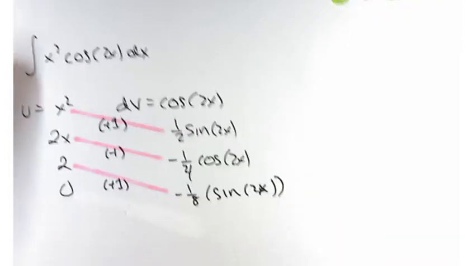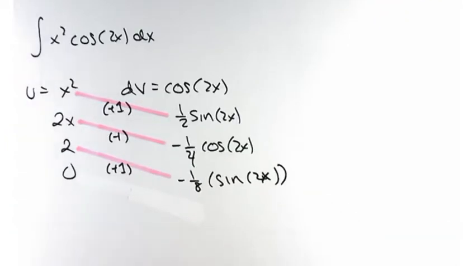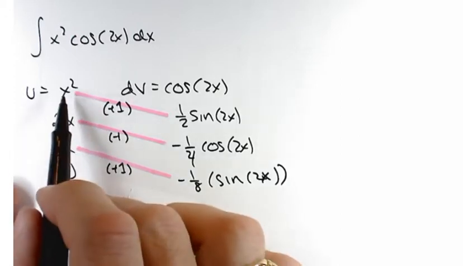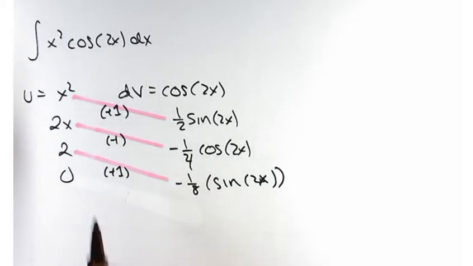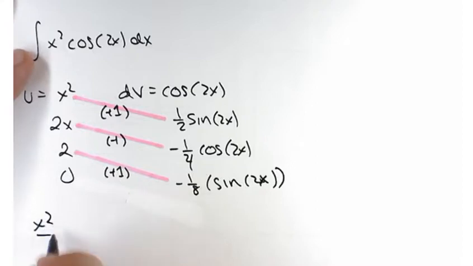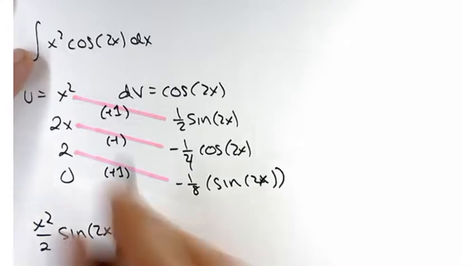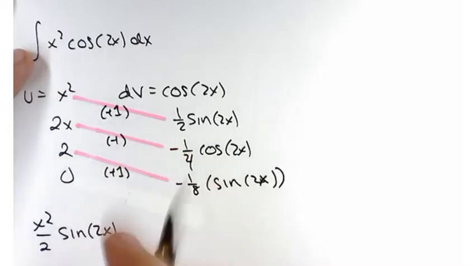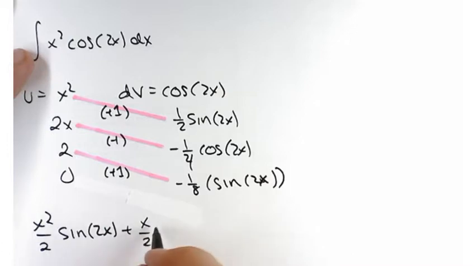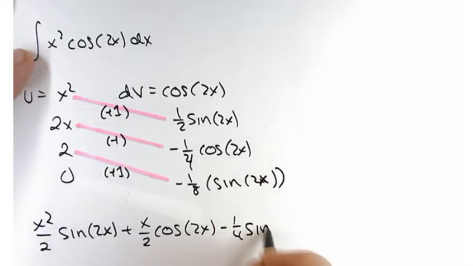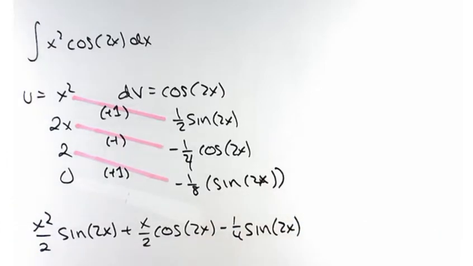All right. So putting this together with this in our table method, I'm going to get x squared over 2 times sine of 2x. Minus, and a minus gives me a plus. The 2's will cancel. So it'll be plus x over 2 cosine of 2x. And then a minus 1/4 sine of 2x plus a constant. We'll take care of that plus a constant when it's all done.